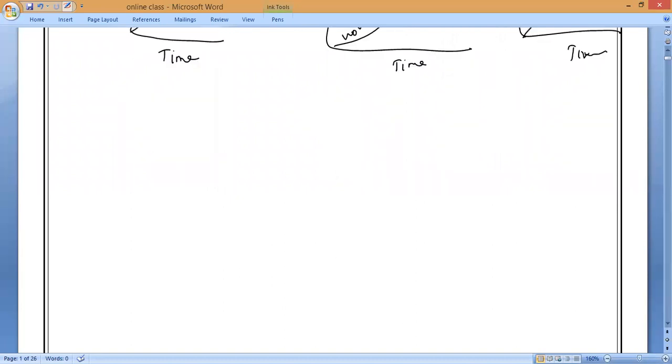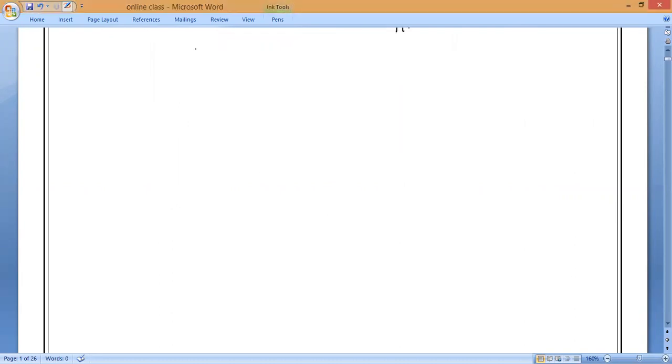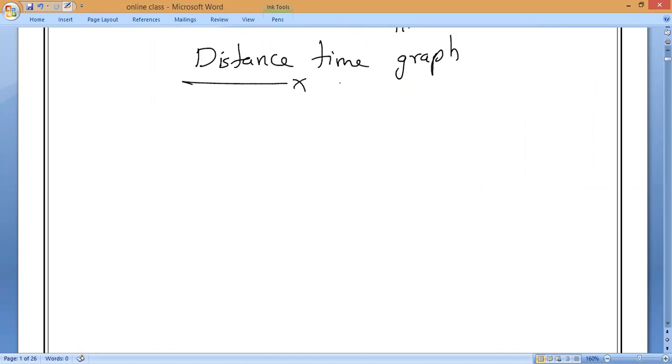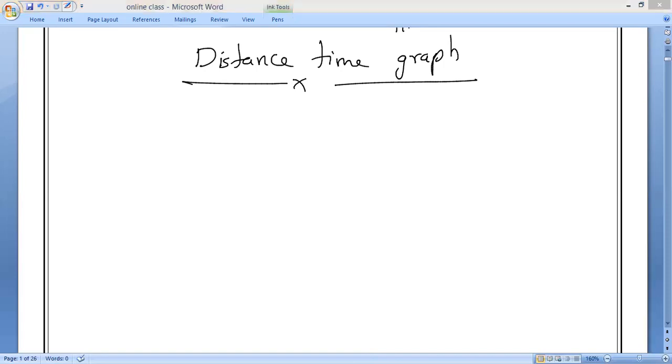Okay? Now, in today's class, the first graph we are going to study is called the distance time graph. Everybody keep ready. Distance time graph. Shall we start? Distance time graph means the x-axis is always time, and the y-axis is distance. Clear everybody? Yes or no, guys?